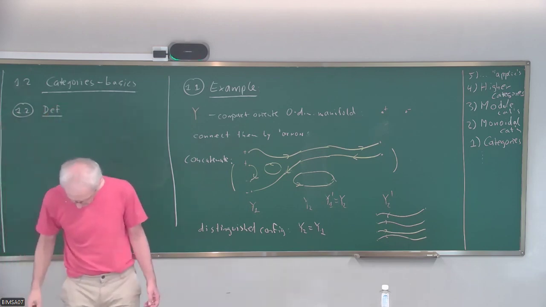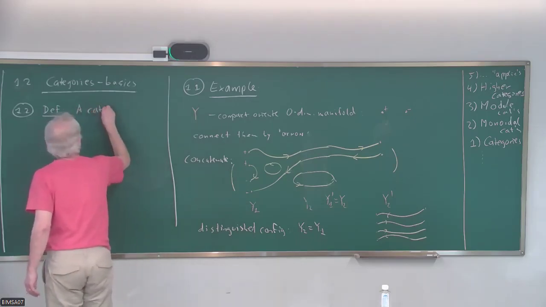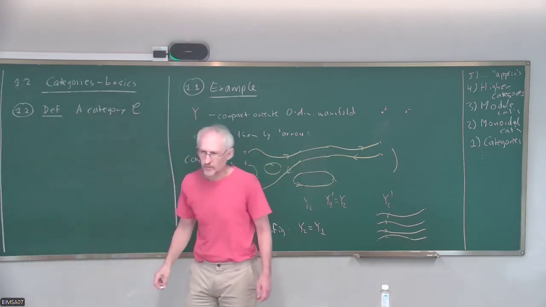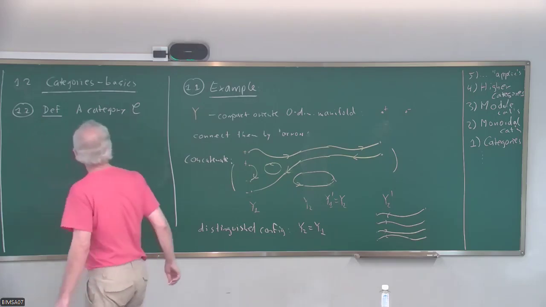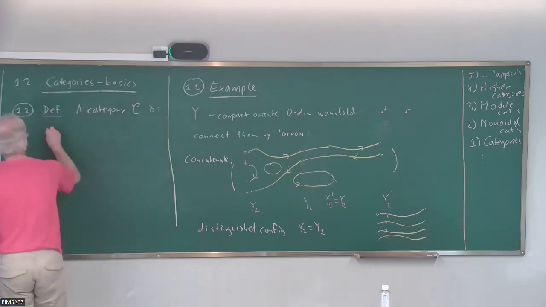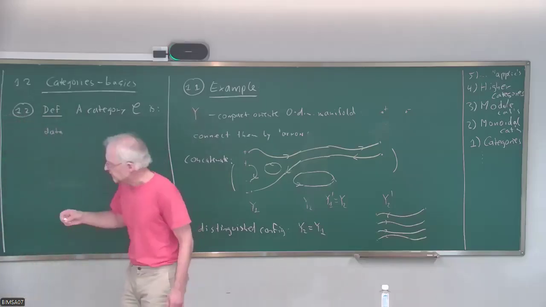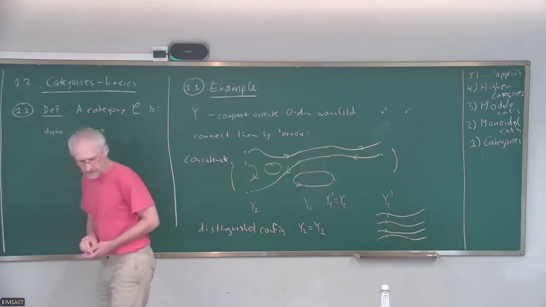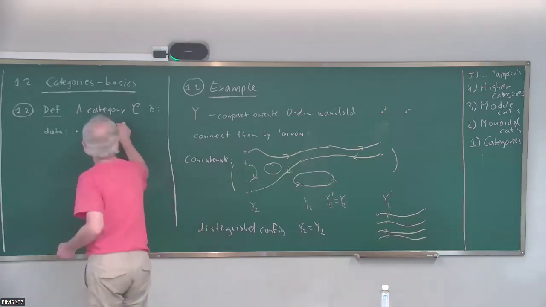A category, I generically denote it by some letter C or V or similar, consists of the following. We have the following data. First of all, there is a class of things that we call the objects of C.